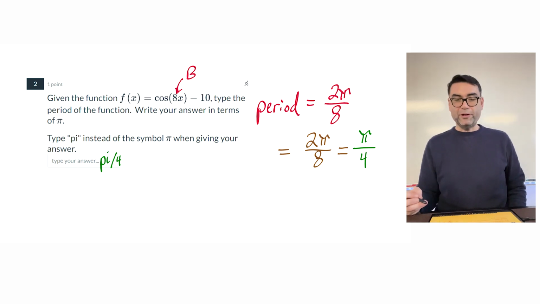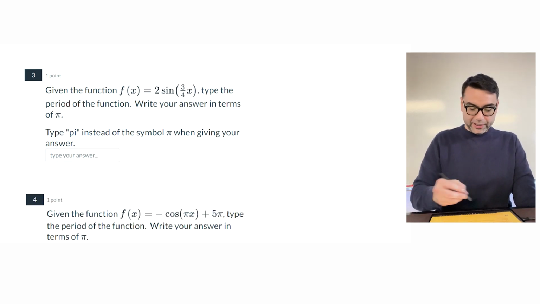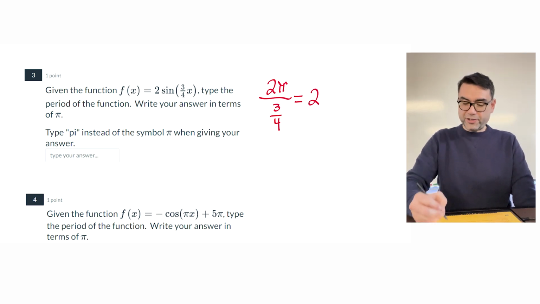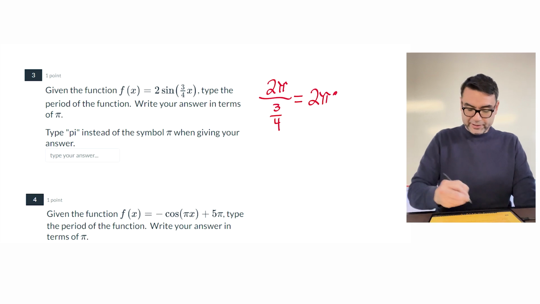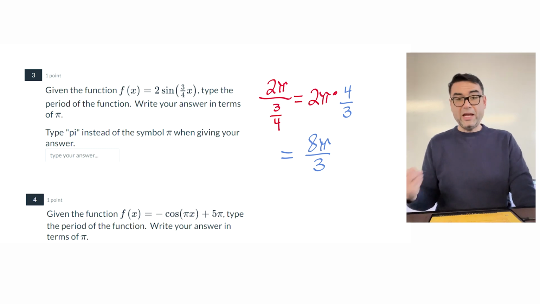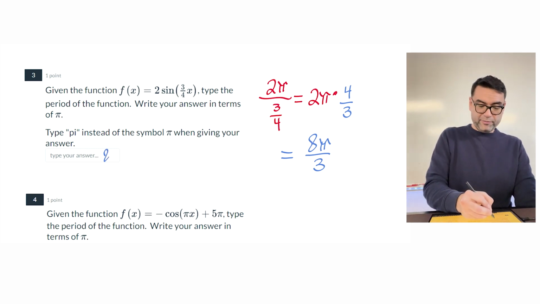Pi over 4. So this one's a little more interesting. So I'm just going to kind of cut to the chase here. This would be 2 pi over 3/4. Which, if you recall, dividing by fractions, this is 2 pi times the reciprocal of 3/4, which would be 4/3. So this would be 8 pi over 3. And 8 over 3 doesn't reduce, so 8 pi over 3 would be the answer.